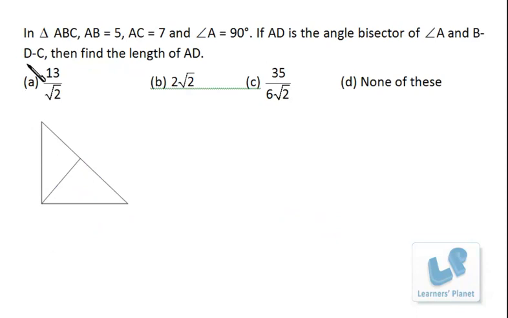Now let's try this problem. In triangle ABC, AB is equal to 5 centimeter, AC is equal to 7, angle A is 90 degree, and if AD is the angle bisector of angle A and BDC, then find the length of AD. Okay, so it's A, B, C, and this is D, and this is the angle bisector, and this complete angle is of 90 degree. Now we have to find out the length of AD. It's 5 and it's 7.